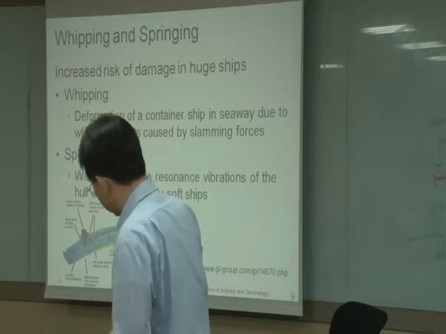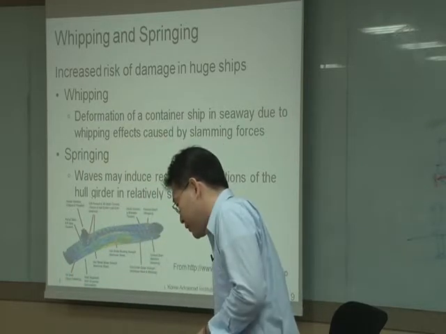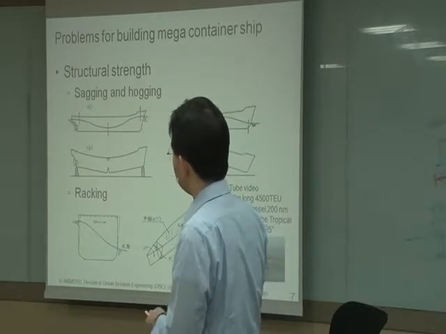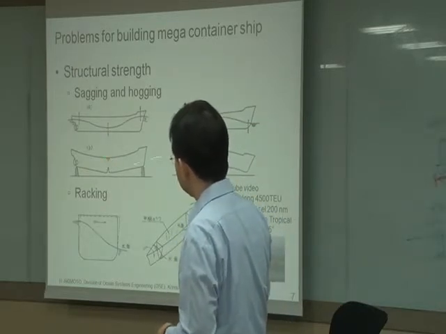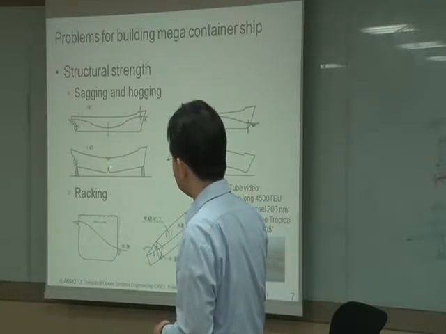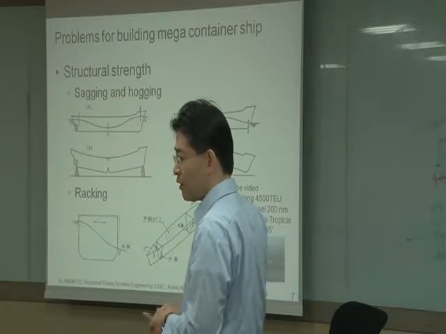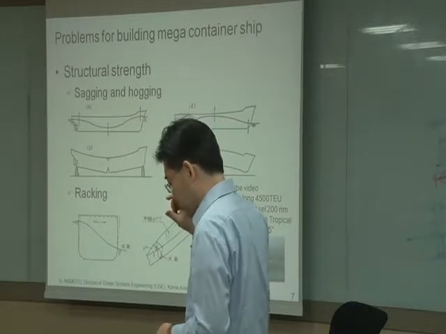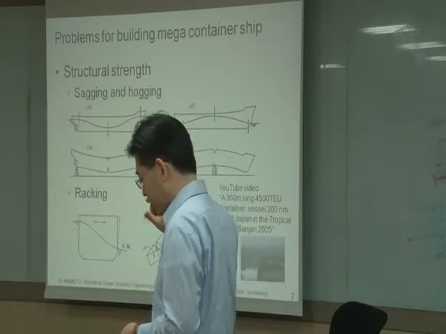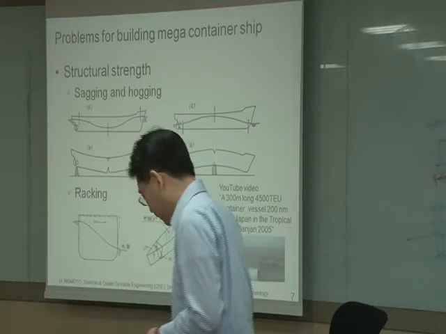So the ship experiences repeated load of sagging and hogging, and in time the shape of the ship will repeatedly go into this shape and this shape. The deformation might be small, but for a passenger or crew inside the ship, it is not negligible.